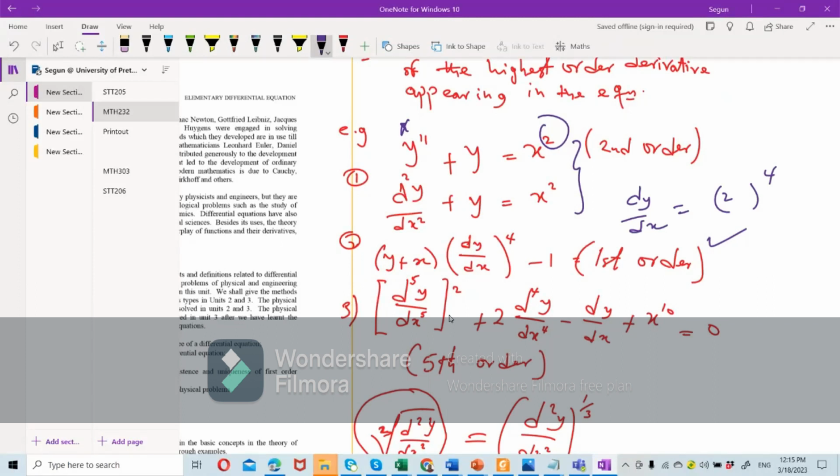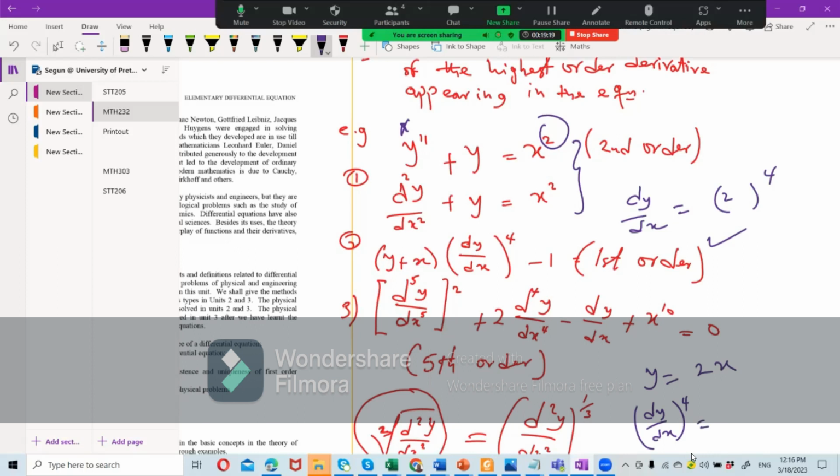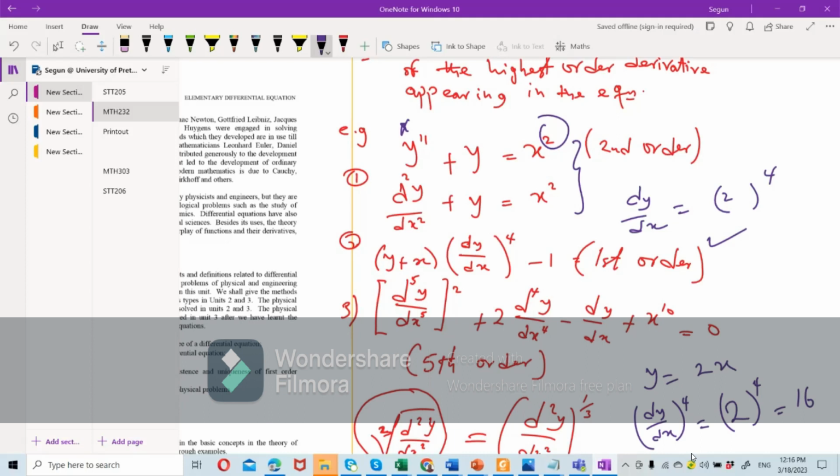But are you getting the point now? Let's say you have y equals 2x. What is dy/dx? That is 2, raised to power 4, which is 16. 2 raised to power 3 is 8. So you have 2 multiplied by 2 times 2 times 2. This is 4, this is 4, 4 times 4 is 16. Are we together now? Yes, sir.